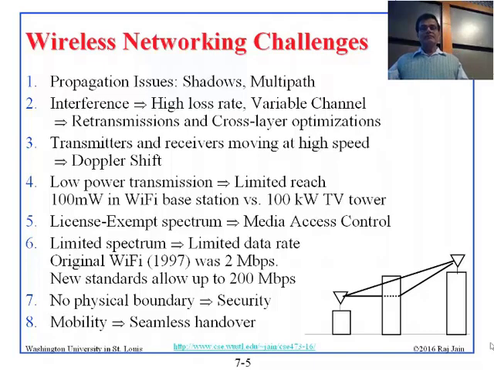Then interference. Even if these shadows and multipaths were not there, there's a lot of interference. If you talk, I talk, everybody talks, there will be interference. Variable channel: anything that changes, the wind moves, that changes the channel. It is very difficult. So there are lots of errors, and therefore you need retransmissions and other things that you didn't need with Ethernet.